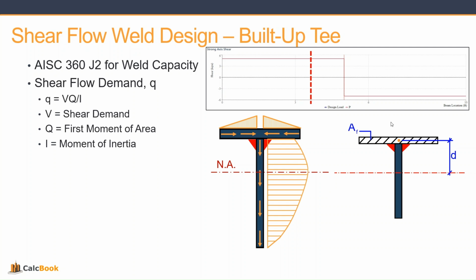So that basically is the area of the section of interest or above the section of interest multiplied by the distance from that section's centroid to the centroid of the overall shape. And then I is just the moment of inertia of the entire section.